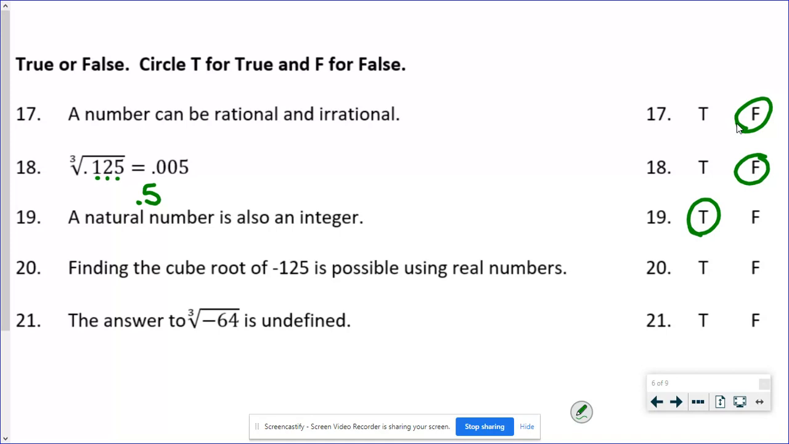Number 20, finding the cube root of negative 125 is possible using real numbers. Yeah, now if this was a square root, then it wouldn't be possible. But cube root, yes, this is possible. And for number 21, the answer to the cube root of negative 64 is undefined. Again, if this was a square root, then it would be undefined because we can't take the square root of a negative number. Cube root, you bet we can.